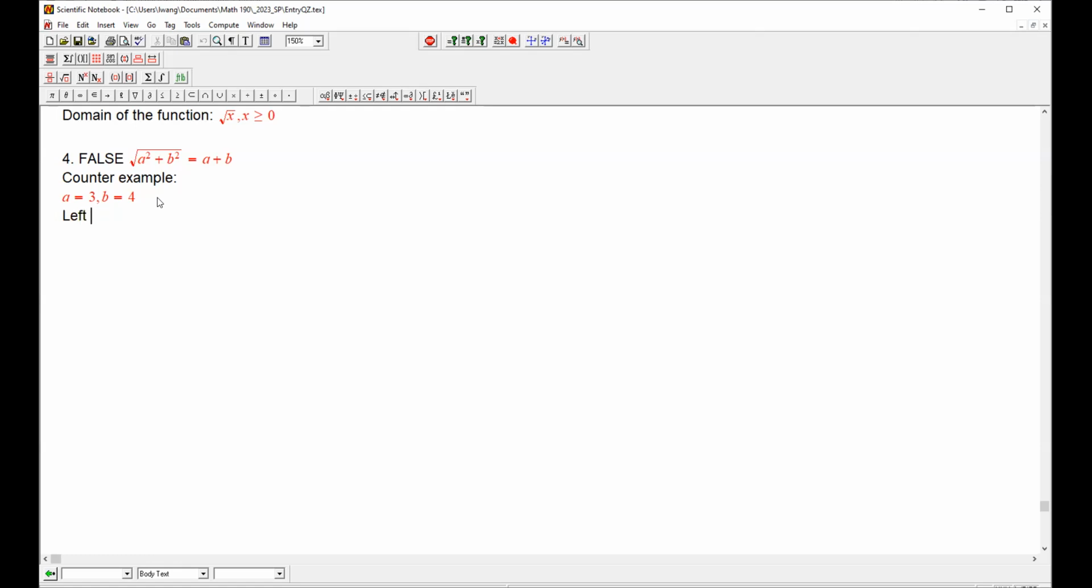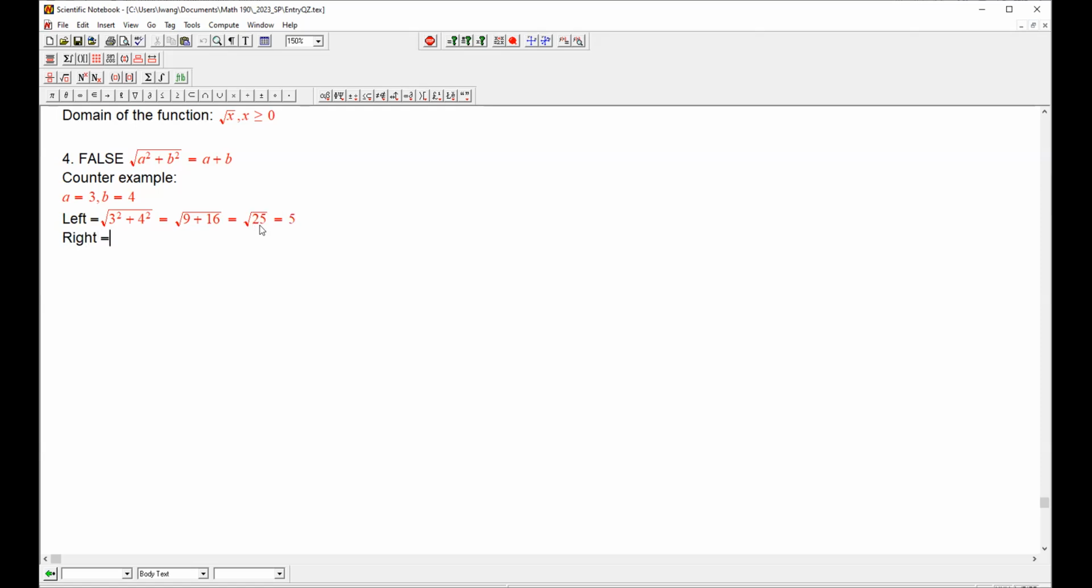Okay. So in this case, when A equals 3, B equals 4, the left-hand side is 3 squared plus 4 squared, and then take the square root. So according to the order of operations, we have the square root of 9 plus 16, and that equals the square root of 25. The square root of 25 is 5.